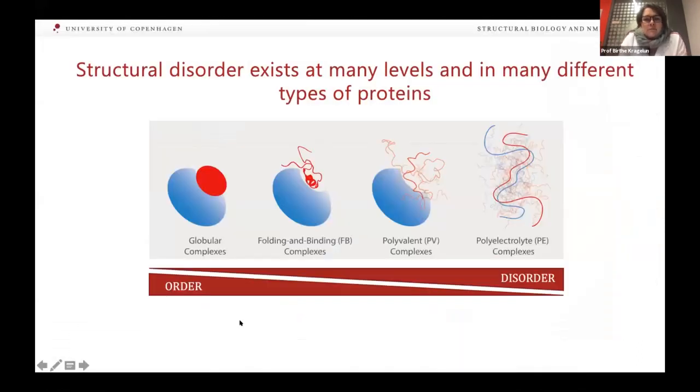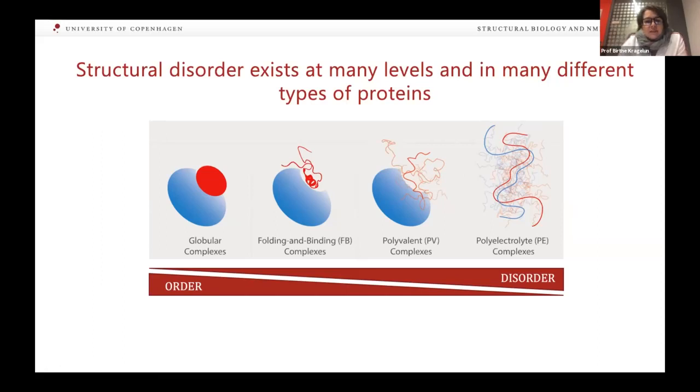As we said, my lab is really focused on structural disorder, and we are focusing on how structural disorder impacts how molecules communicate. Structural disorder exists at many different levels and in many different types of proteins. Here are some examples of how different degrees of disorder can persist in complexes. We can have folding upon binding on one end of the scale, and on the other end, completely disordered complexes, as provided by this example of polyelectrolyte complexes.